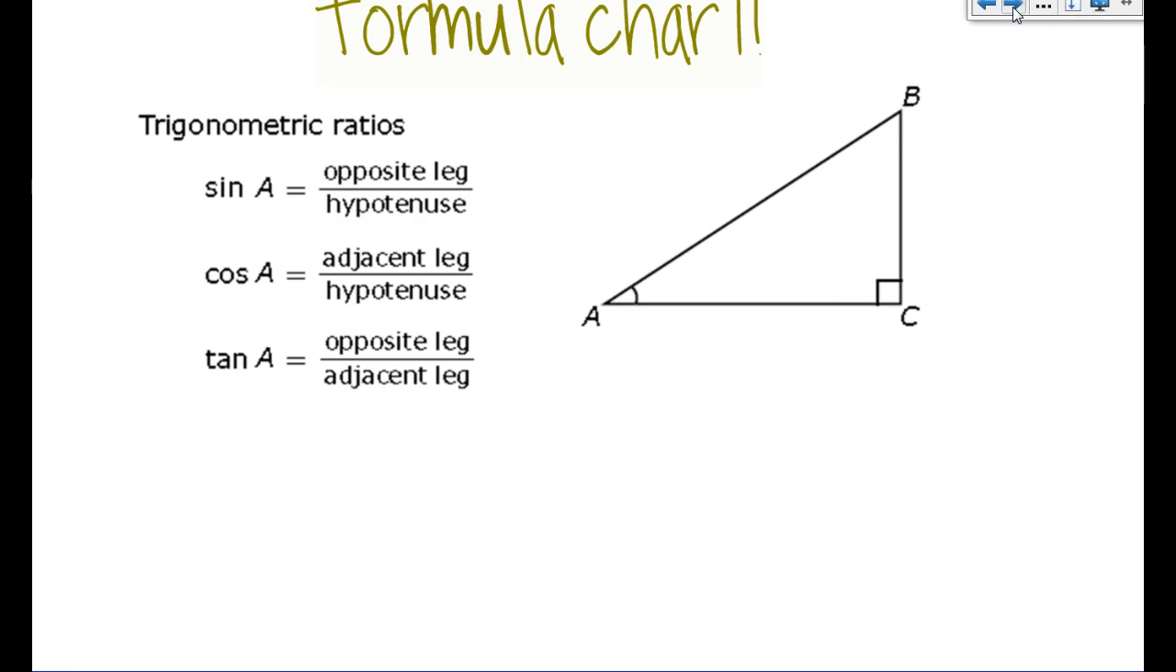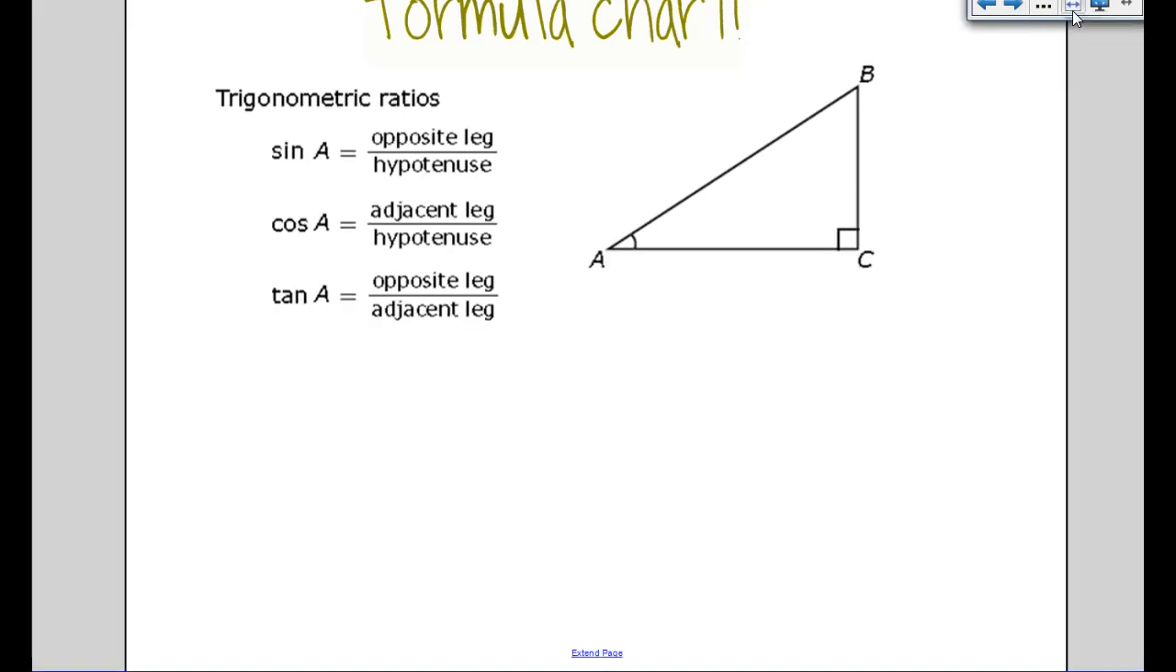Okay. So the good news is that these are on your formula chart. So if you don't have any notes, I guess here's a formula chart.